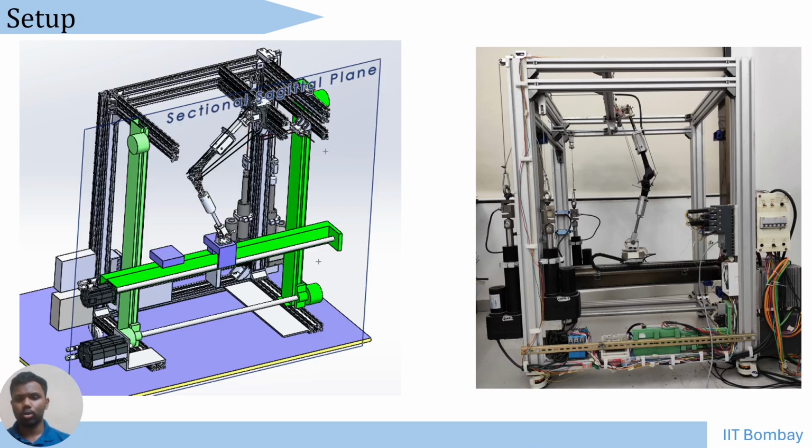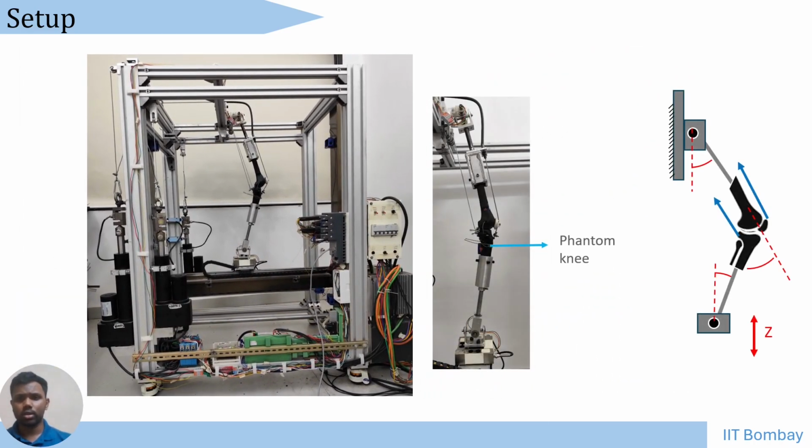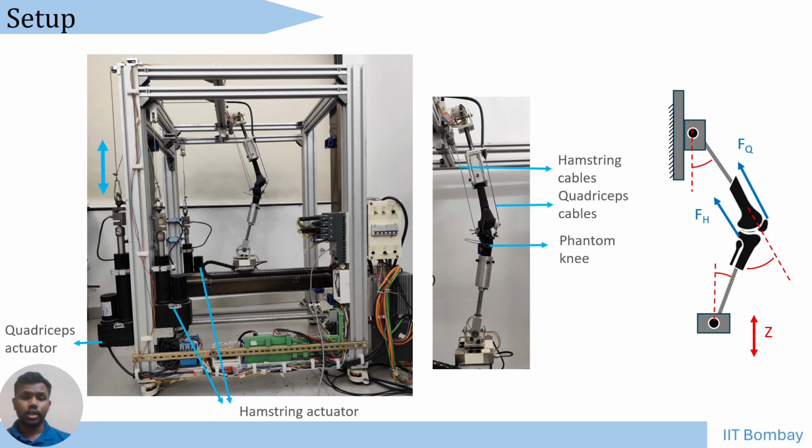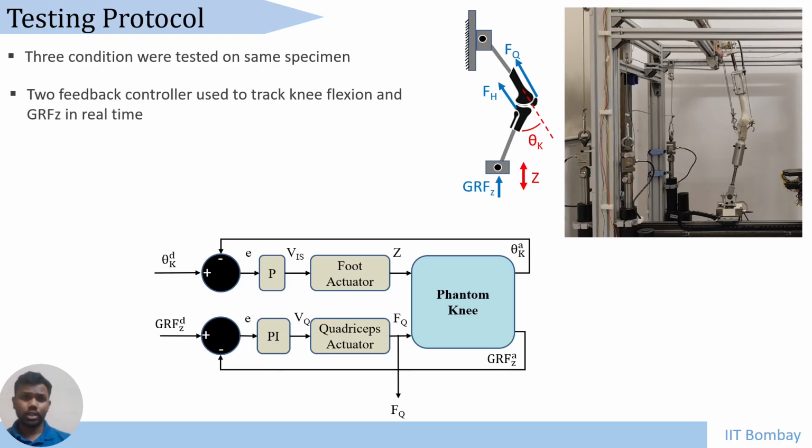So this is our knee simulator, as you can see in the figure. In this, our ankle goes up and down to do something like a squatting activity. Coming to the other parts, we are using a 3D printed phantom knee, and we are using a linear actuator to replicate muscle forces. We are using encoders to measure flexion angle and load cells to measure ground reaction forces and muscle forces. Three conditions were tested on the same specimen.